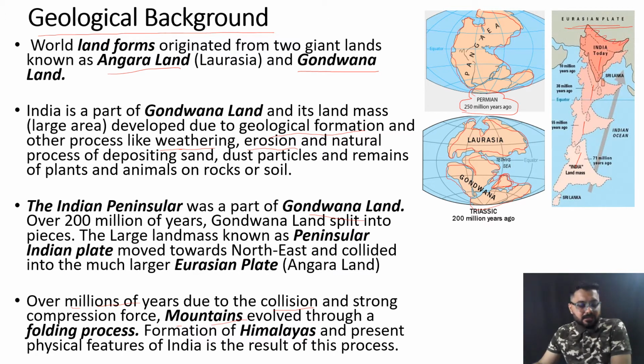So the Himalayas are also called fold mountains because the mountains were formed due to the folding that happened when the Indian subcontinent moved upwards and collided with the Eurasian plate. That is how fold mountains happened, and which is why the Himalayas are also called fold mountains, children.